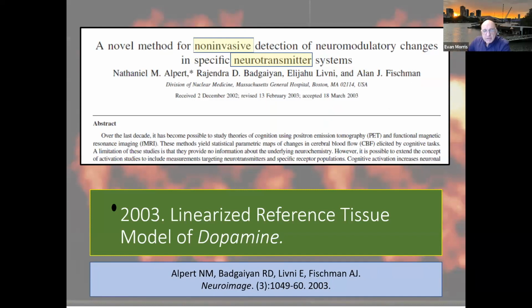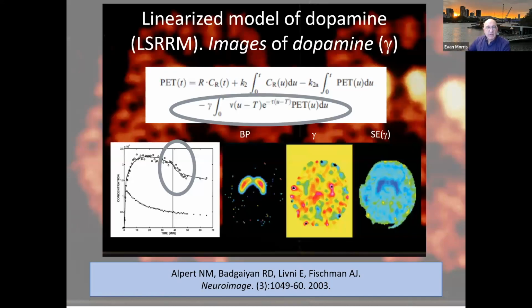Now, shortly thereafter, a few years after, I should say, Nat Alpert introduced what I will call a linearized reference tissue model of dopamine, moving much closer to a model that is practicable. The previous model had differential equations and required nonlinear fitting. It's slow. But this model, thanks to Nat's linearization, his innovation, produced linear fits and much faster fitting, so the ability to estimate or fit these time activity curves at the voxel level. And it looks like this.